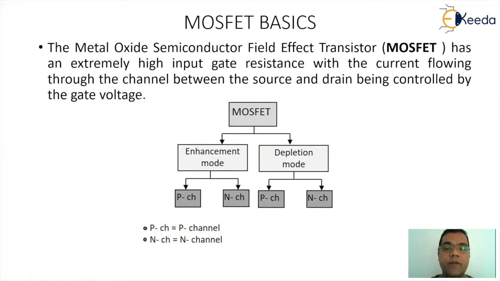So the MOSFET can be designed in two types, enhancement mode and depletion mode, and both of them will give you N channel as well as P channel. So overall, if you see the MOSFET family, there are in all 4 MOSFETs, 2 in each type.